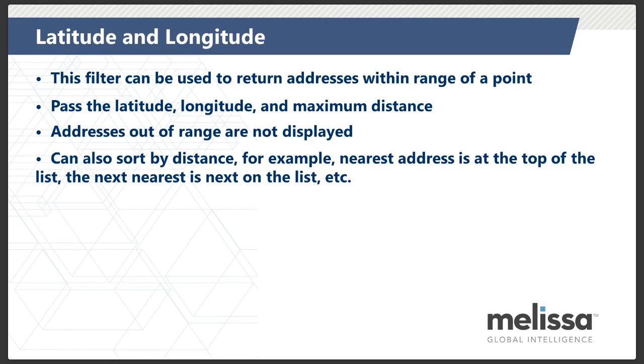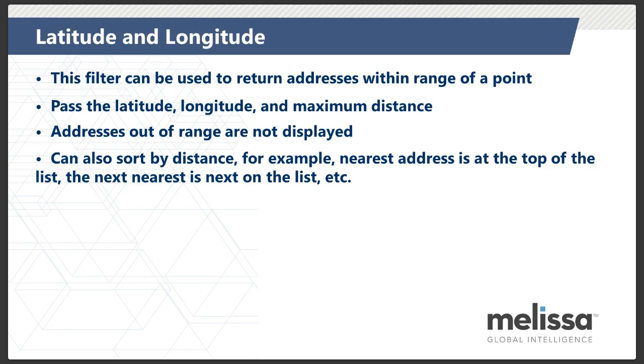Okay, so latitude and longitude is another way of filtering pick list results. This method of filtering can be used with a max distance parameter to restrict results to a radius. Simply pass the latitude, longitude, and the maximum distance. And you can get the latitude and longitude from HTML5, assuming that you're using a web page. So addresses outside the radius are not displayed. This filter's results can be sorted by distance. The nearest address is at the top. The next address is the next nearest. And to use this feature, add &sort type equals distance to the request.